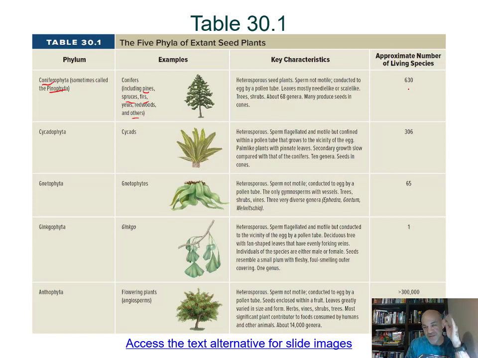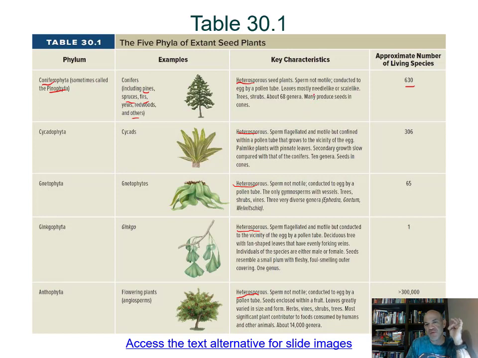Not ever, but just that exist now. And then there's about 630 species. Now, all of these groups, we just go down the list, they're all heterosporous. They have megaspore and microspore, produced in megasporangium and microsporangium. All of them are going to produce pollen, so none of them require water to get the sperm there.